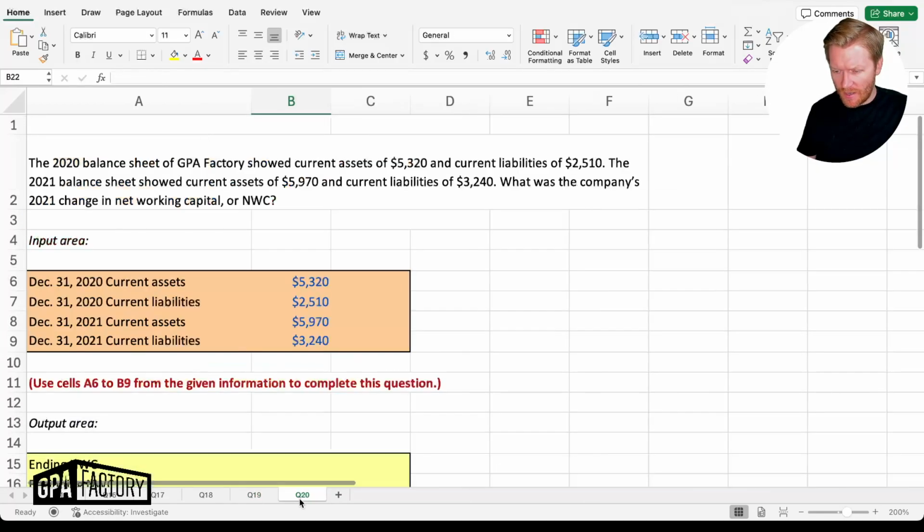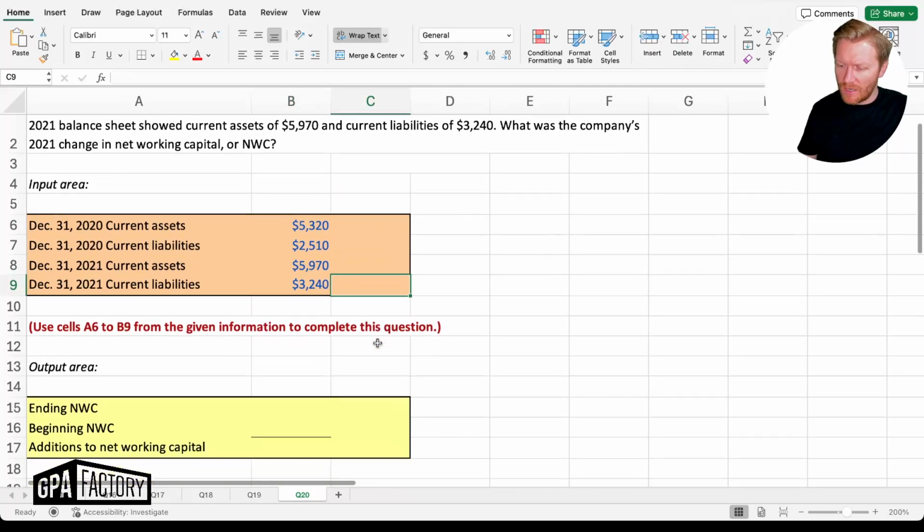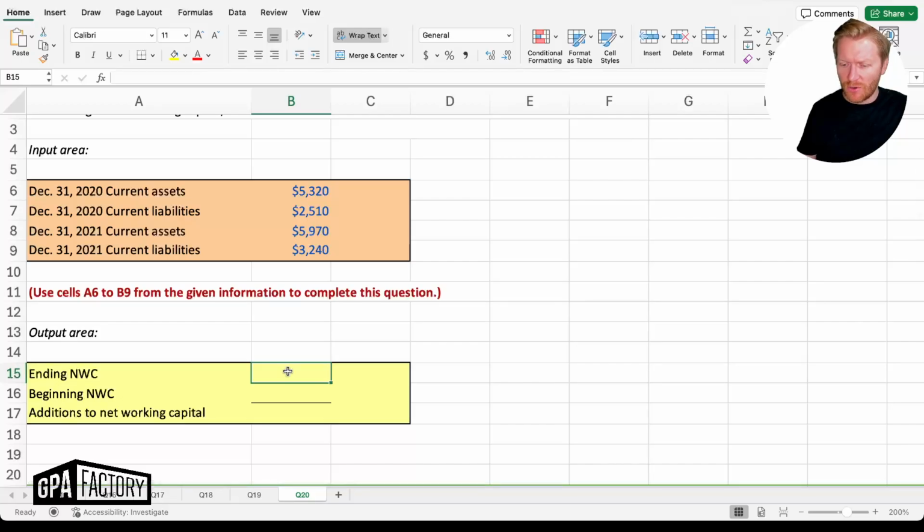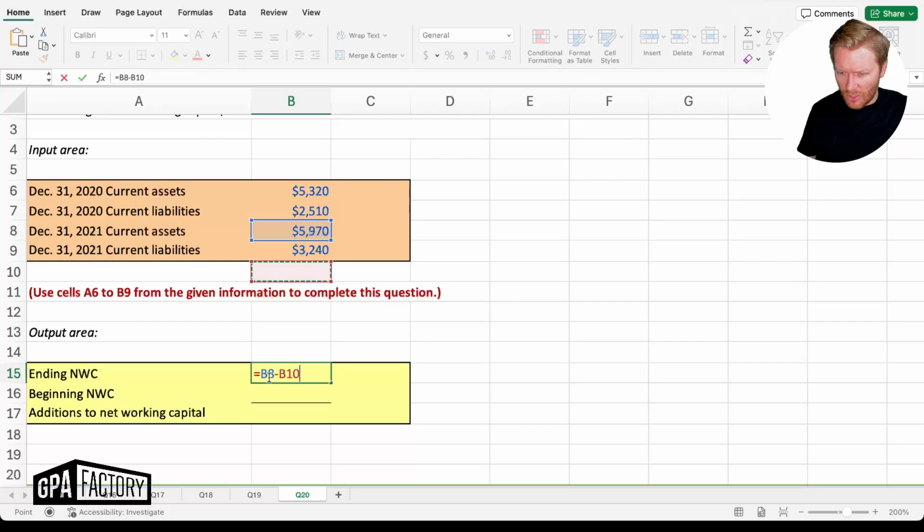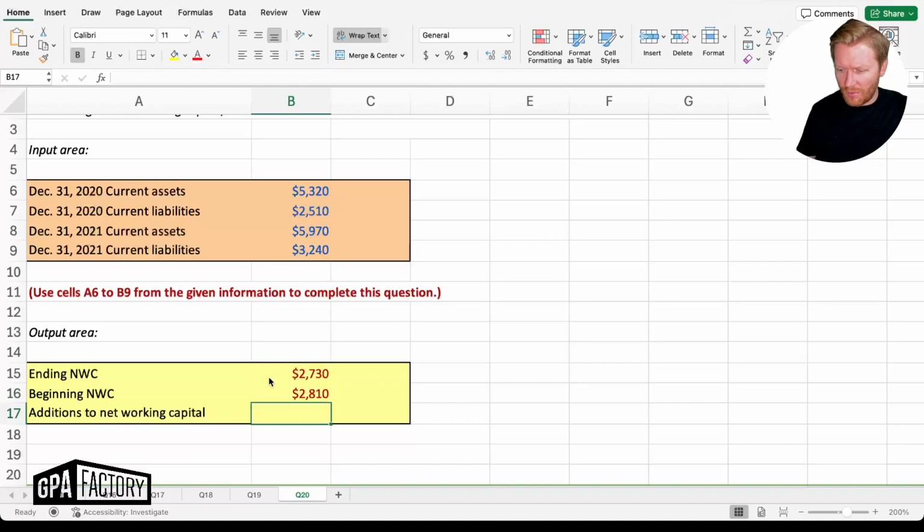And then here, last but not least, we are given this information. Again, all this orange is what's going to be cells that we are going to reference. So our ending net working capital, ending being the end of 2021 versus the beginning, is going to be what the end of 2020 was. So the end of 2020 is actually the beginning of 2021. So ending net working capital is going to be our current assets minus our current liabilities. So that's for 2021. And then our beginning is going to be the same thing, but current assets minus current liabilities from the previous year.